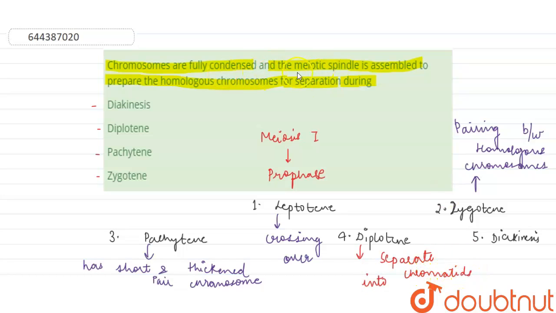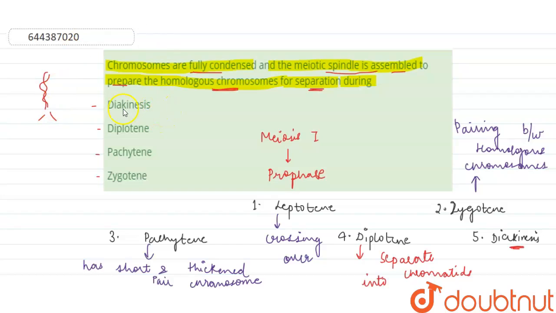And what is given in the question is our fifth step, that is diakinesis. That means in this stage, the chromosomes are fully condensed. That is, condensation takes place between these chromosomes. The meiotic spindle is assembled to prepare the homologous chromosomes for separation. And because of the meiotic spindle, the chromosomes begin to separate.